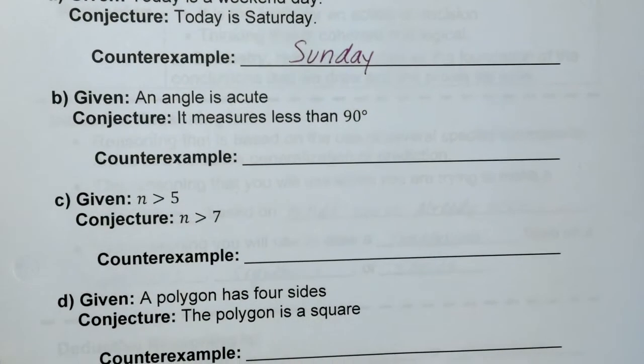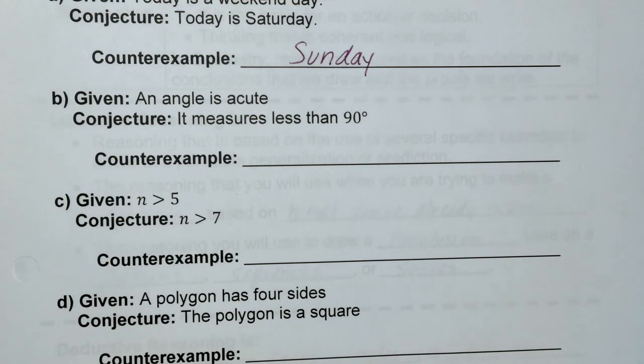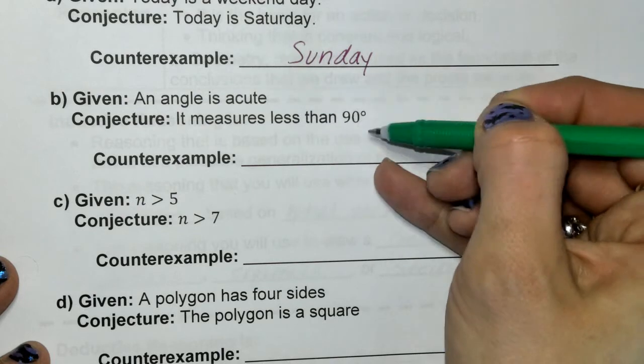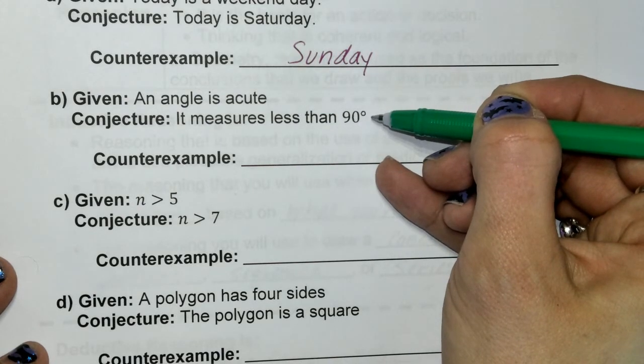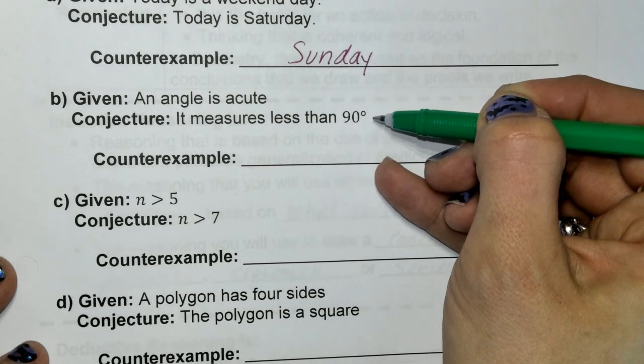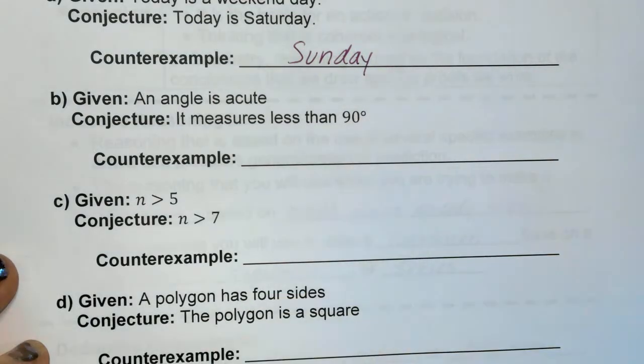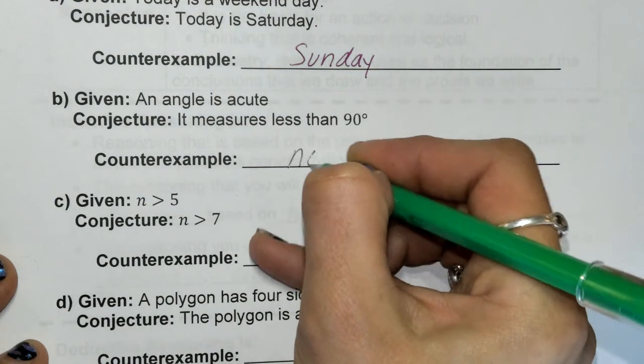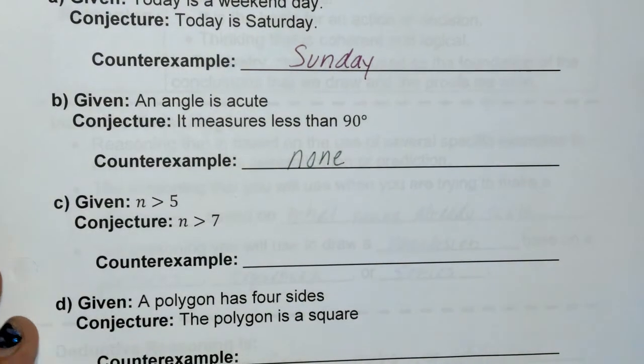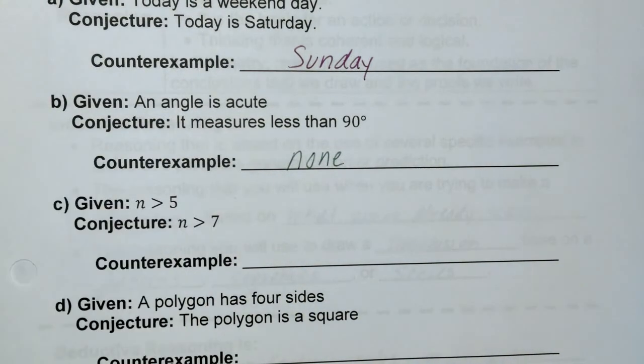Okay, the next one is, I'm going to give you the information, I've got an angle here, it's acute. And then you're going to draw the conclusion or your conjecture and say, okay, it measures less than 90 degrees. Well, is that always true? Are acute angles always less than 90 degrees? Absolutely. That's the definition of it. Okay? So when your conjecture is correct, it is true, there are no counterexamples. If it asks you to put true or false, you put true. Here we'll just put there are no counterexamples. We just put none.